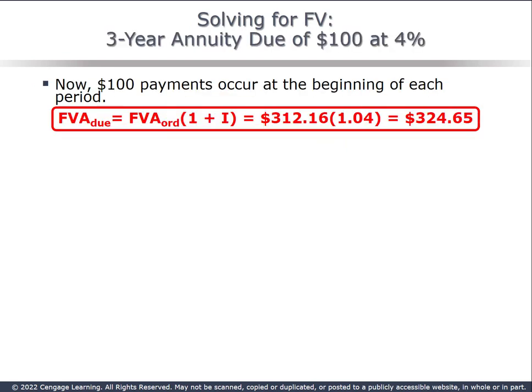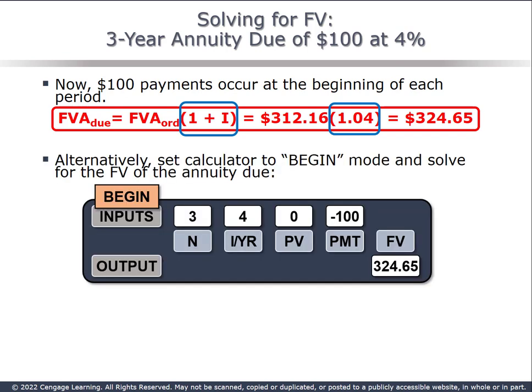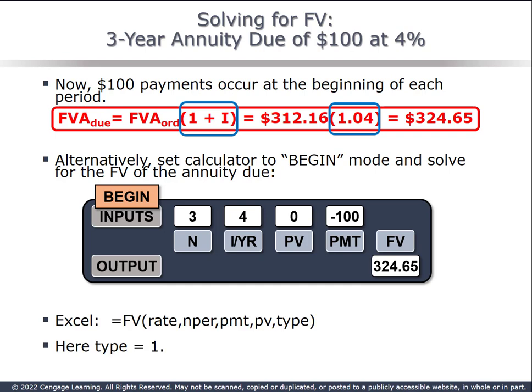On the next 2 slides, we'll look at the same 2 examples we just covered for ordinary annuities, but analyze them as annuities due. First, look at the equation and solution in the red box. We're using the fact that an annuity due is equal to an ordinary annuity times 1 plus the discount rate, or changing the calculator setting to begin. Note that in the Excel example, type is set to 1 to indicate an annuity due.